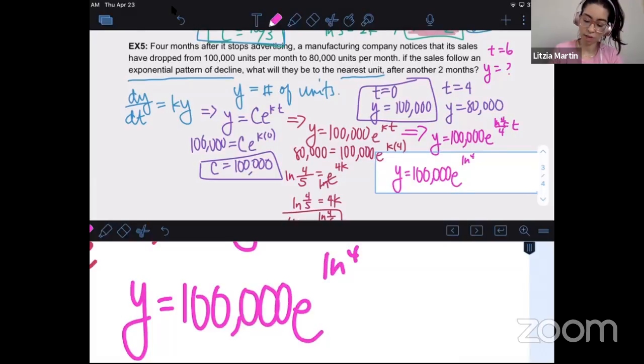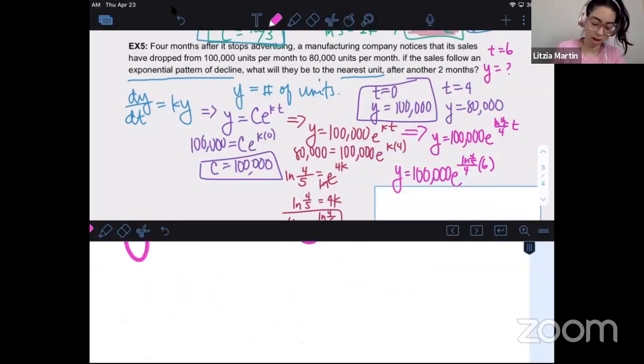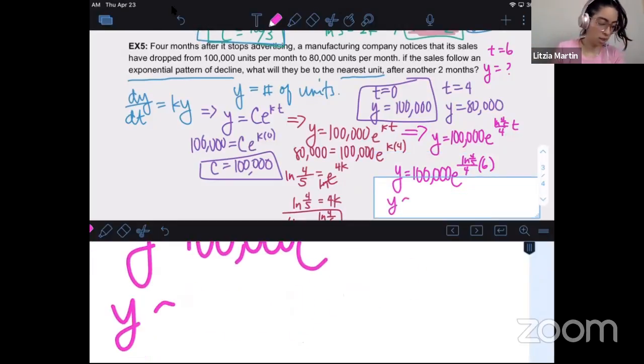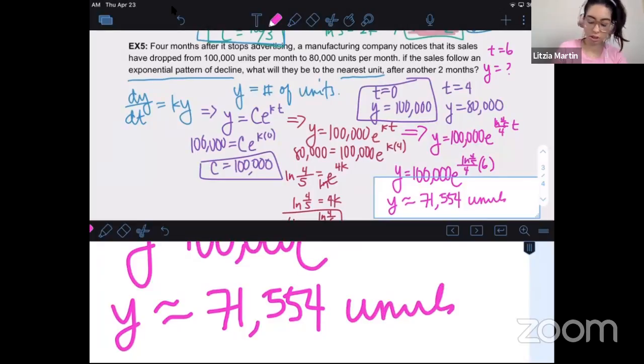ln 4/5 divided by 4 times, not t, 6, because t is equal to 6. And from here, we just need to plug it into the calculator because y is already isolated. That's what you're trying to solve for. And then you just plug it into your calculator. And we have y is approximately 71,554 units.